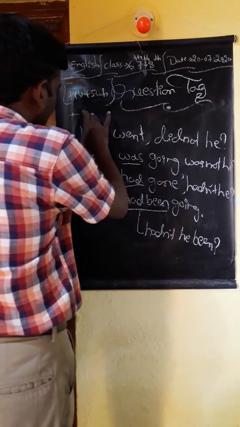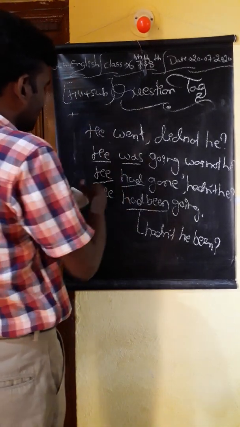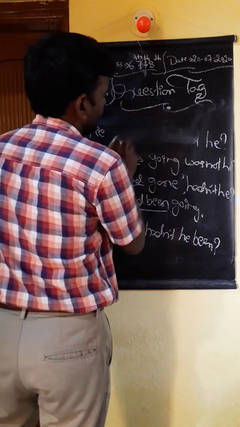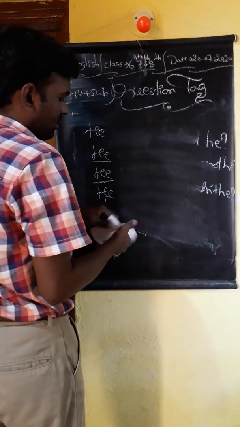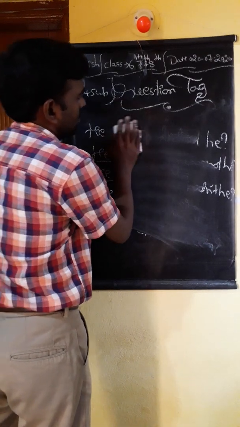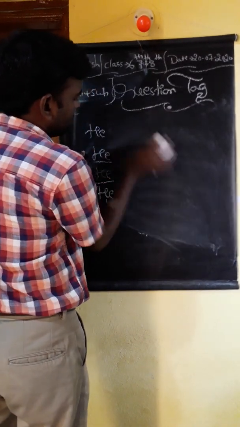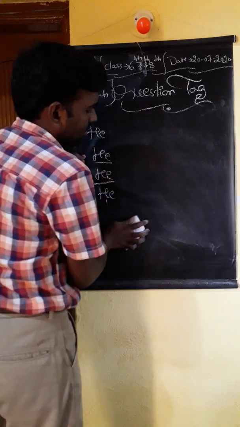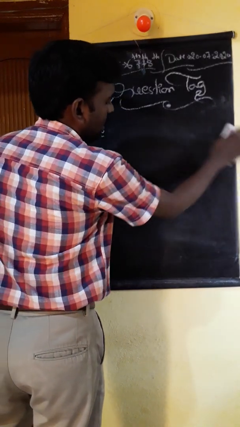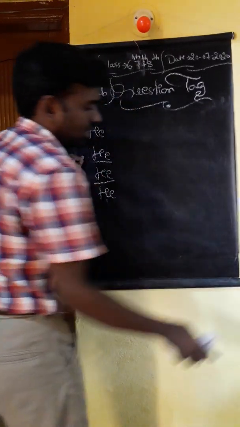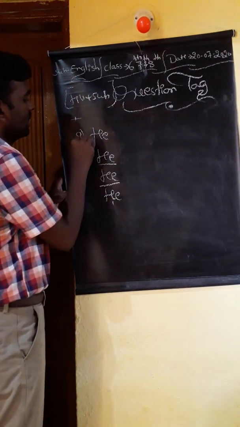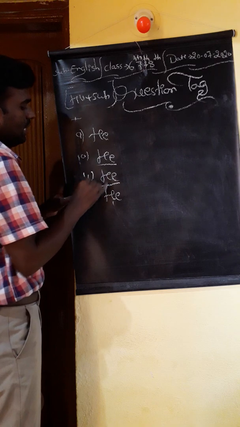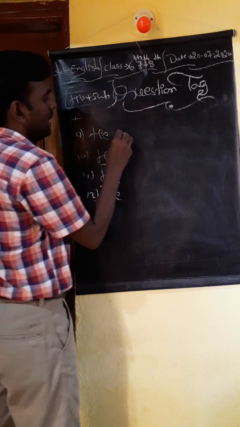So just I would like to continue with the future tense also. It's a very easy topic, but the condition is that you have to be very particular with the tense part. I repeat, you have to be very particular with the tense part. Then only it is going to be easy for you all. So now I am going to write the next part. So that is the ninth one.